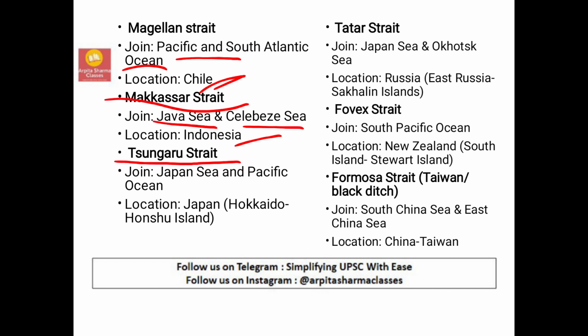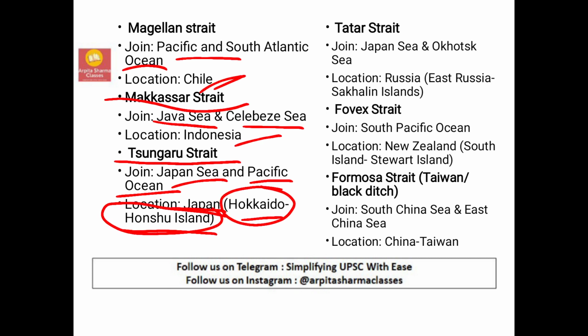And Tsungaru Strait, it is going to join the Japan Sea and the Pacific Ocean. It is located near Japan, the Hokkaido Honshu Island. These are also the disputed islands. Okay, you should know Hokkaido and Honshu belong to Japan. Next is the Tatar Strait. Tatar Strait will join the Japan Sea and the Okhotsk Sea, and it is located near East Russia and the Sakhalin Islands. I told you the Sakhalin Islands are also disputed.